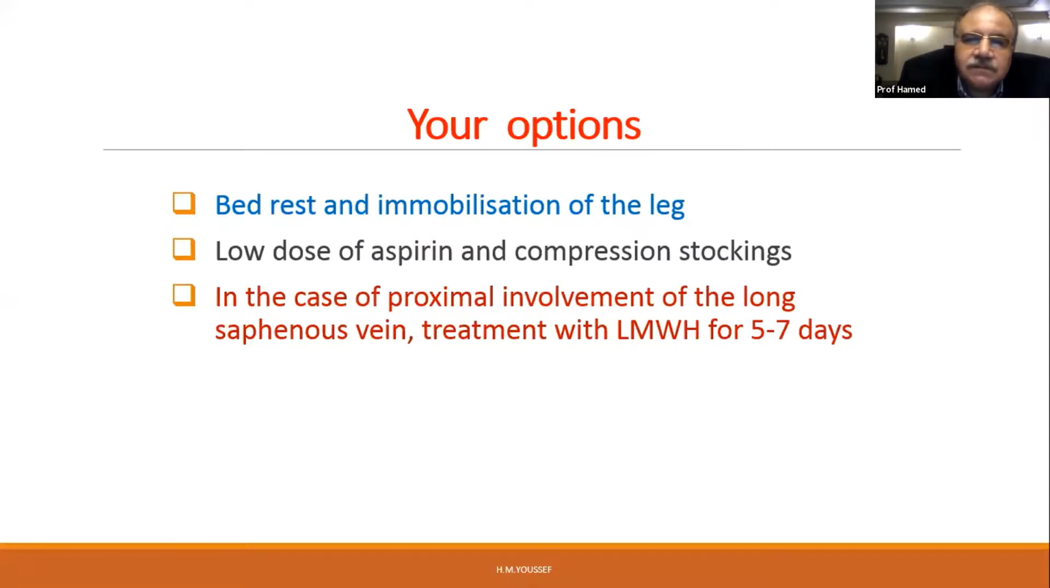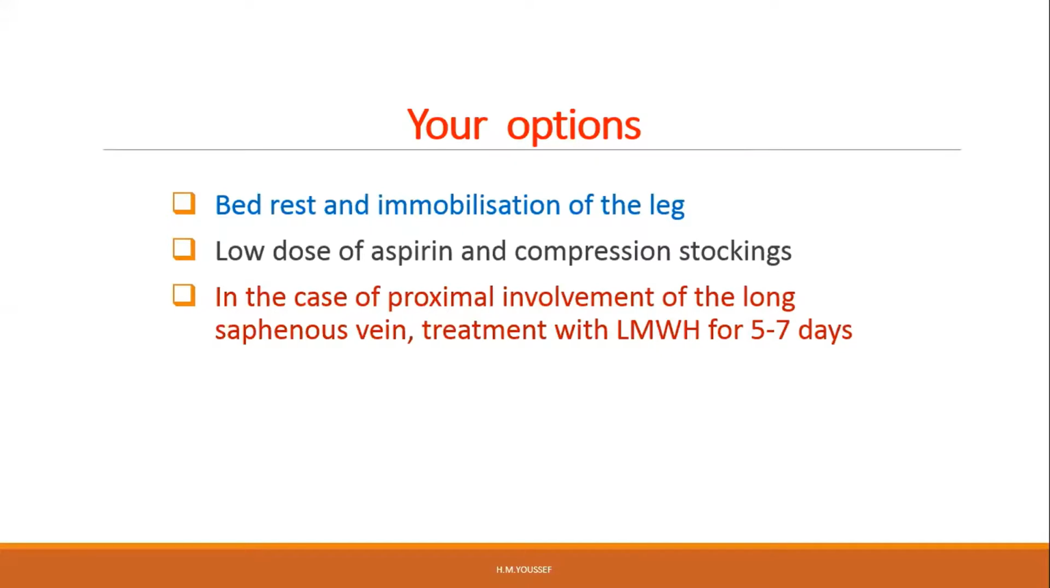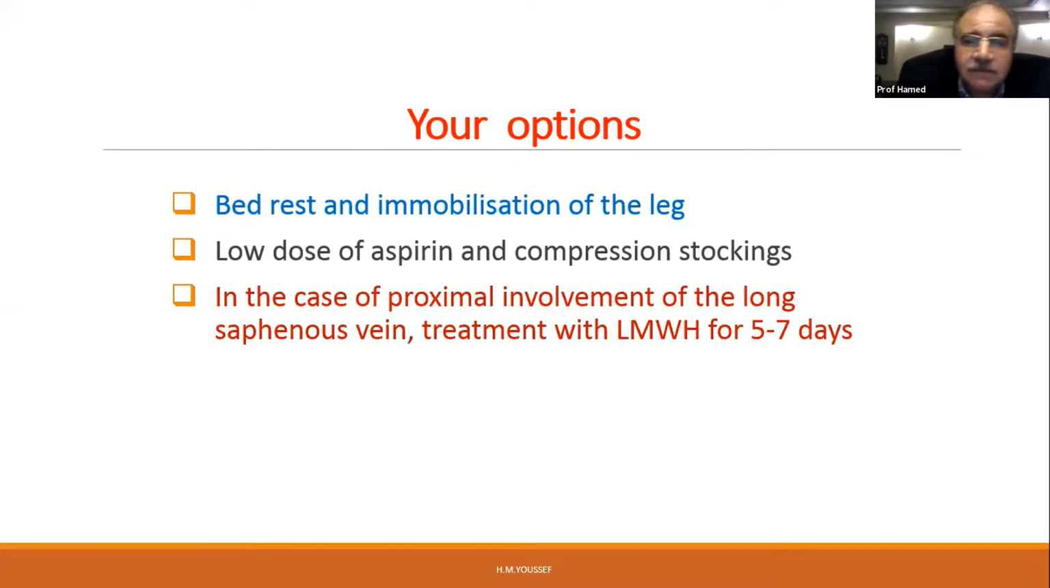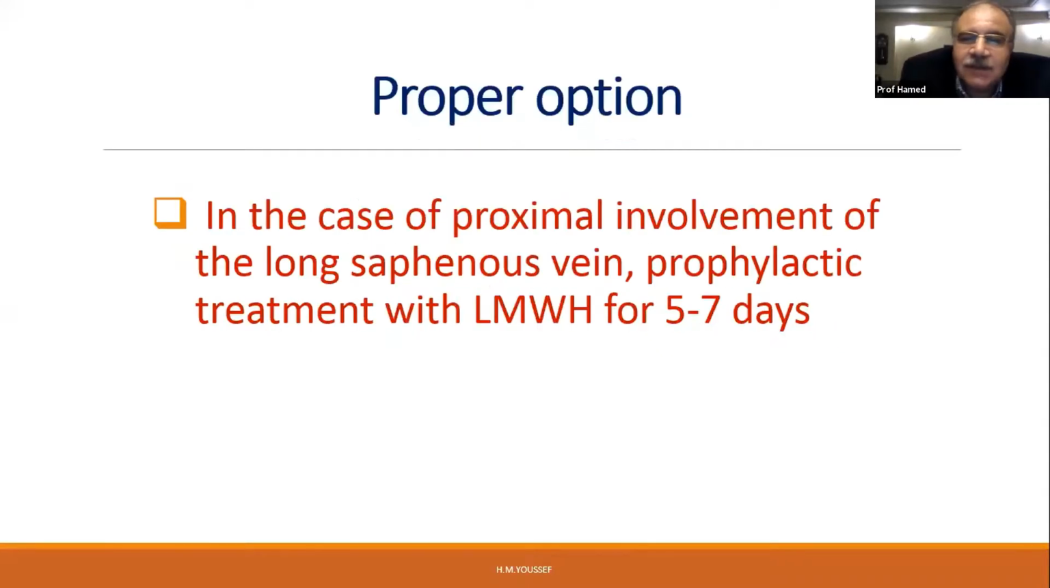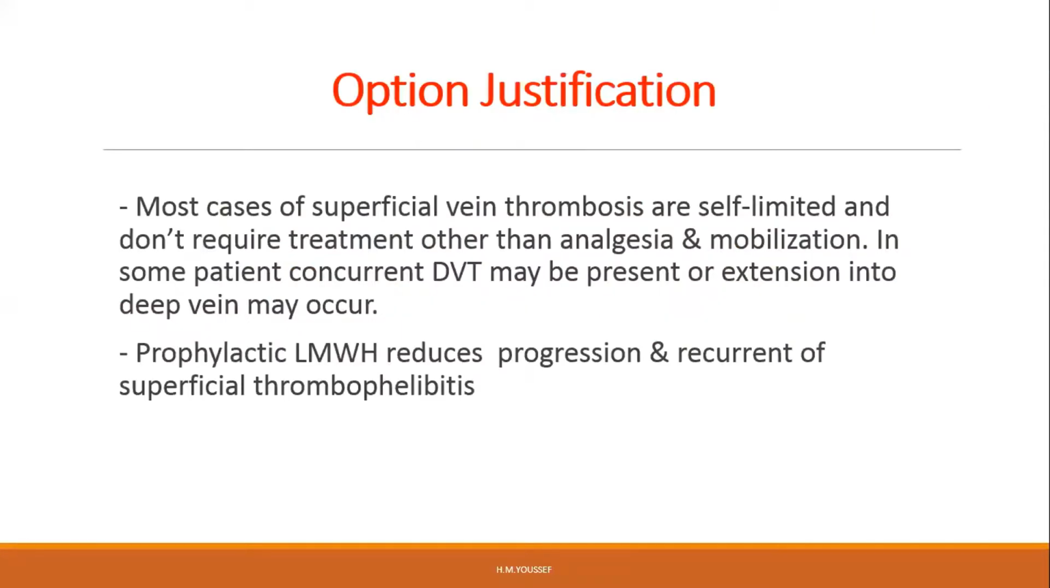What's your option? What's the proper option? C. Thank you. In a case of proximal involvement of the long saphenous vein, you have to give your patient a prophylactic dose of low molecular heparin for at least 7 days.